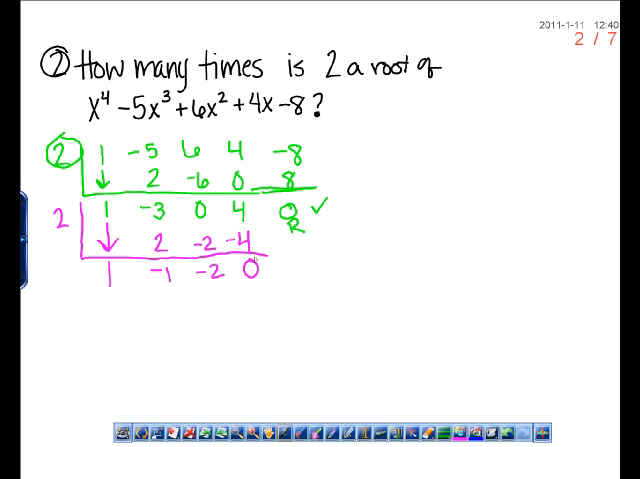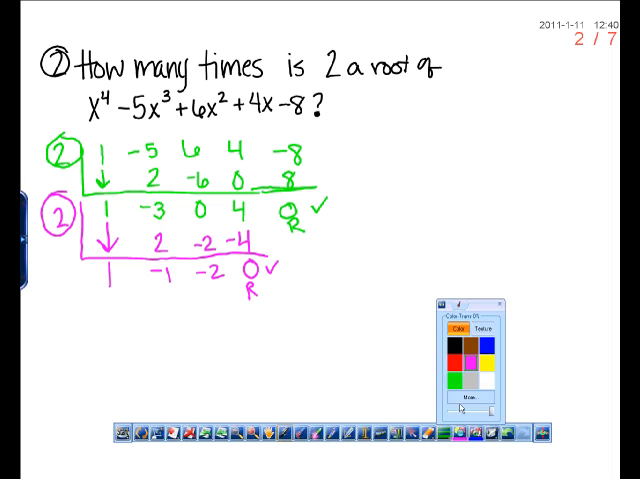Is 2 a root this time? Yes, it is. Because how do I know? Yeah, my remainder is 0. So 2 is a root a second time. What should we do now? Okay. Let's try it again.